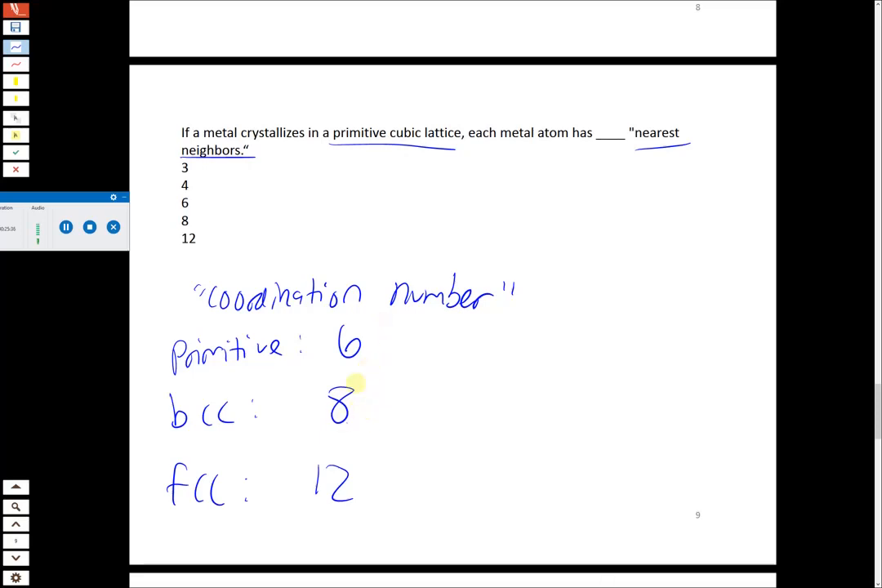So again, this is just information straight out of the table in the notes that summarizes the different unit cells that we want you to know for the exam. So the coordination number or number of nearest neighbors for a primitive cubic is going to be 6. So that's the answer we want to pick here.